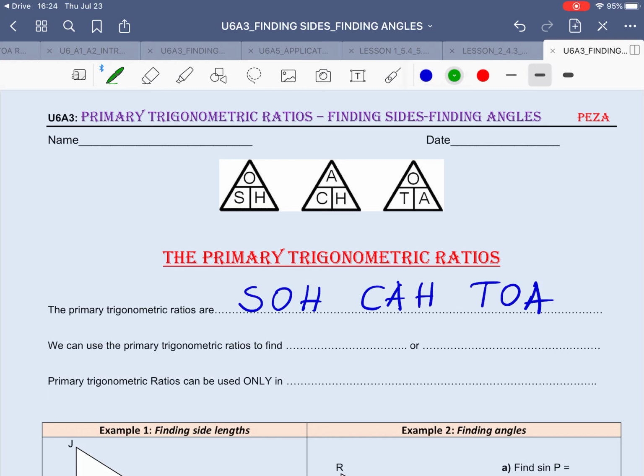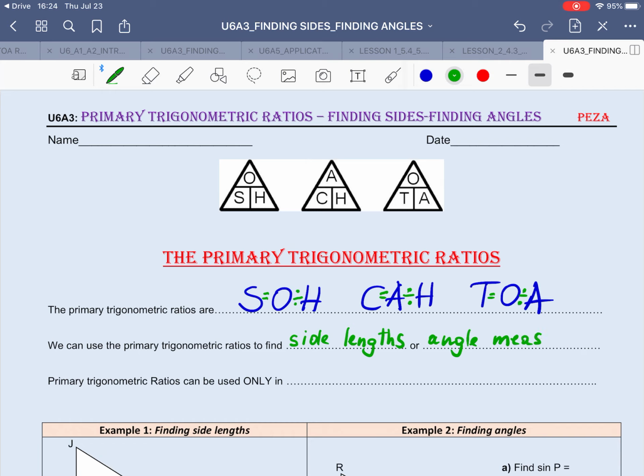The meaning of it is that the sine of an angle is represented by the ratio of the side opposite to that angle divided by the hypotenuse. The cosine is adjacent divided by hypotenuse, and tangent equals opposite divided by adjacent. We can use primary trigonometric ratios to find side lengths, but we can also use them to find angle measurements.